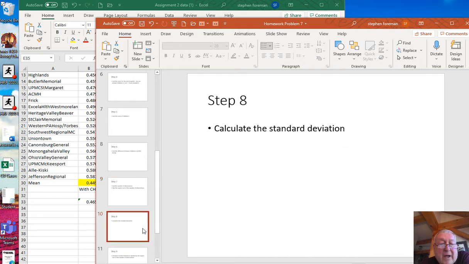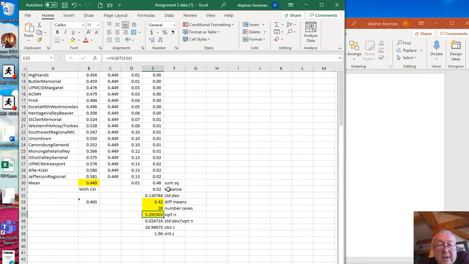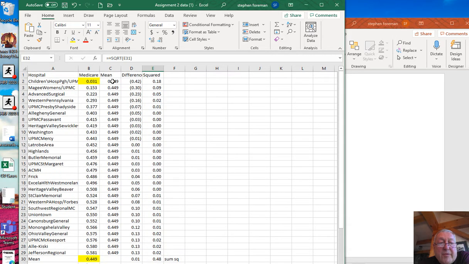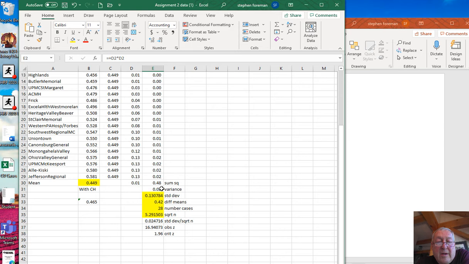And in step 8, we calculate the standard deviation, which is right here. We subtracted the mean from each of the observations, the group mean. That gave us a difference, B2 minus C2, and we square that difference. We sum the squares and divide by the number of cases to get the variance, and then take the square root of that to get the standard deviation. So that's 0.13.